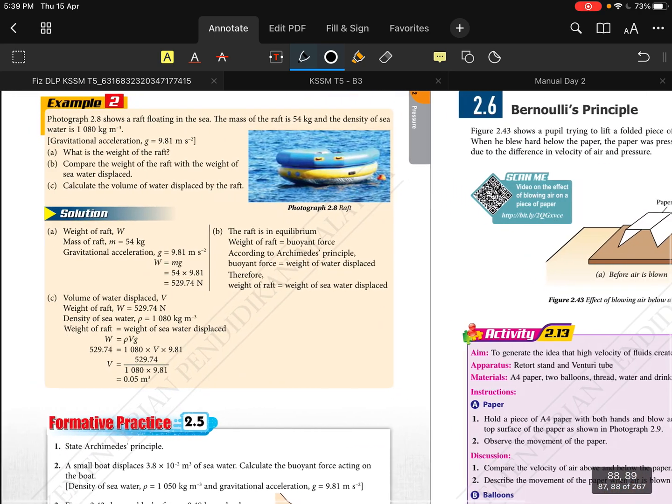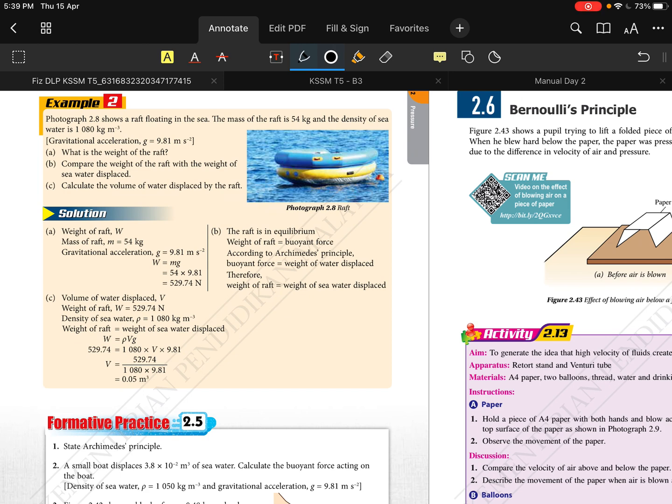Next part is the raft floating in the sea. What is the weight of the raft? That one's easy. W equals mg. B. Compare the weight of the raft with the weight of seawater displaced. Remember, the raft is in equilibrium. That means the buoyant force is equal to the weight of the raft. But also, according to Archimedes' principle, the buoyant force is equal to the weight of water displaced.